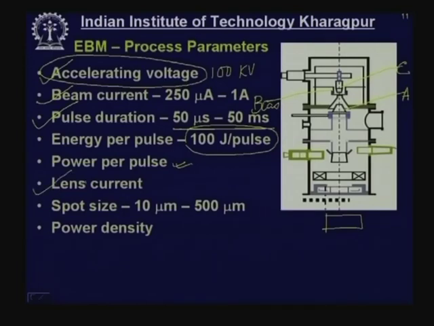Next comes the lens current. This lens current will determine to what extent the electron beam is focused. This is my electron beam, and it has to be focused. For focusing this, I need to pass a large amount of lens current to the electromagnetic lenses. This is my electromagnetic lens.